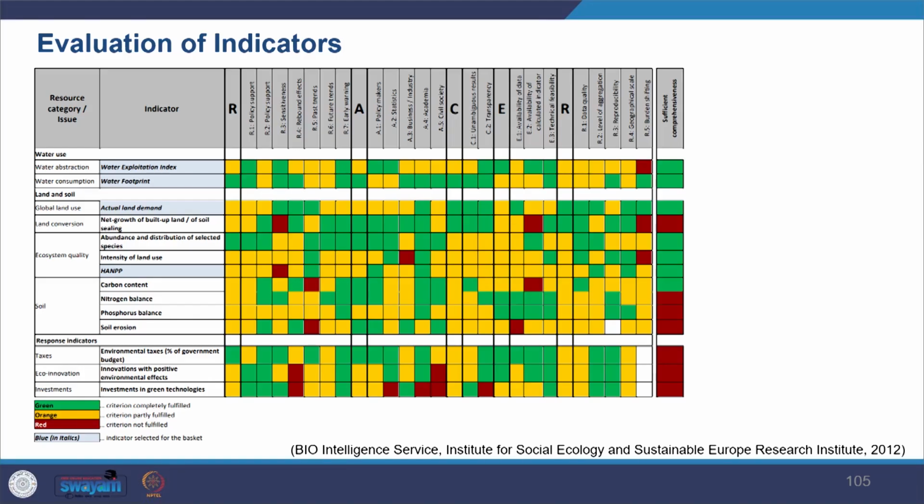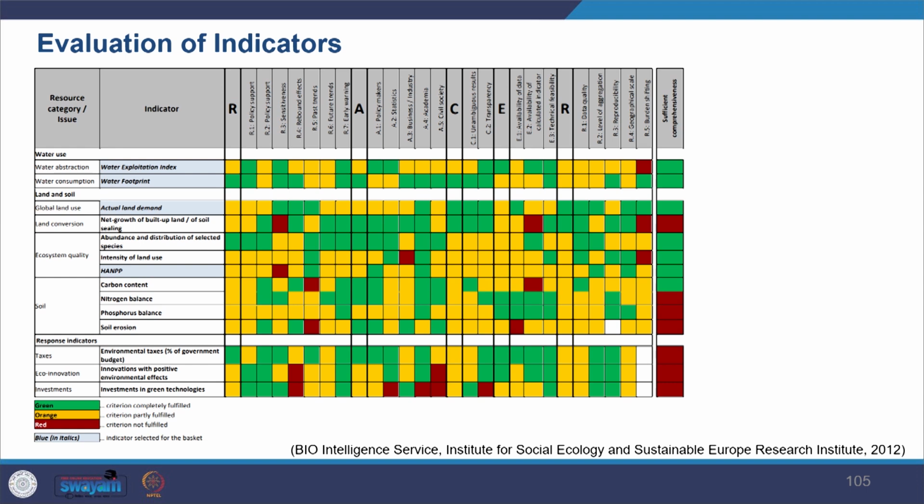So, evaluation of indicators. How do you evaluate those indicators? You might be looking at all the resource categories and what issues you're dealing with, and then what the indicator is, as you saw in the previous table, and then how you're going to take care of it, like through policy support, sensitiveness, rebound effects, past trends, future trends, early warnings, and how you're going to handle that.